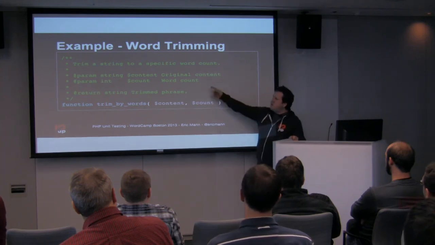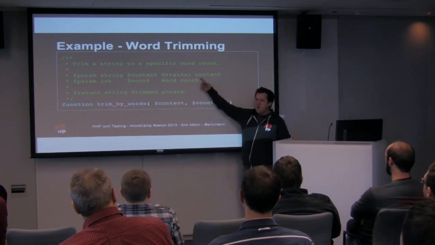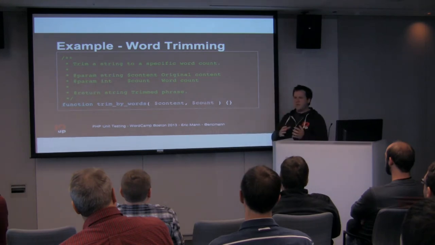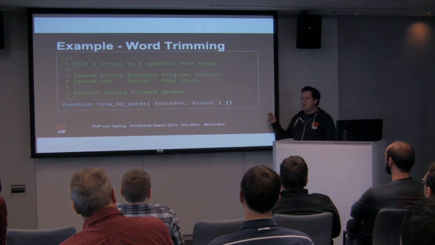You need to know that you're trimming a string. You need to know that it passes in a string, which is your original content, passes in an integer, which is the word count you're going to have, and then it's going to return the trimmed phrase. That's all you need to know. You can write unit tests even without writing the functionality to verify that this works.